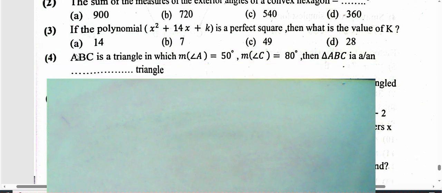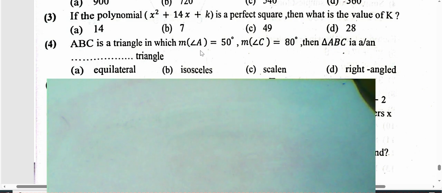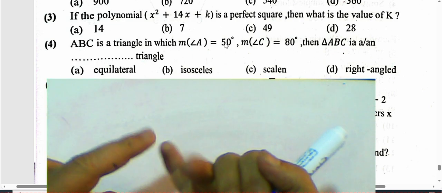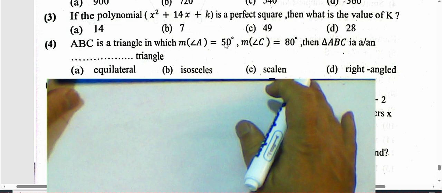Next question. ABC is a triangle in which the measure of angle A is 50 degrees and the measure of angle C is 80 degrees. Then ABC is what? We call it. We can find the third angle. We have the measure of angle A 50, the measure of angle C 80. Then we can find the measure of angle B.